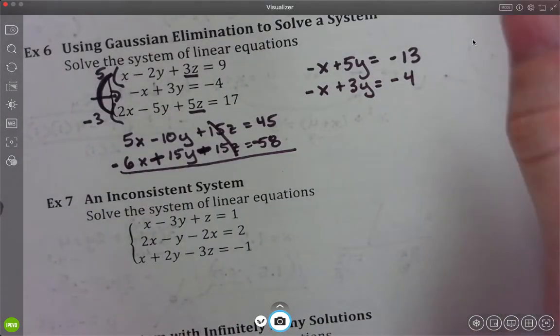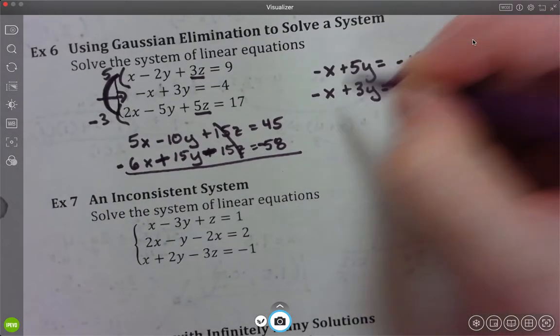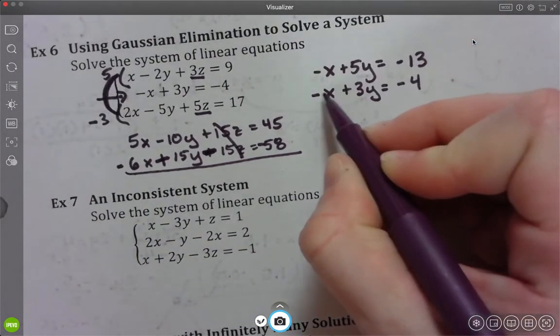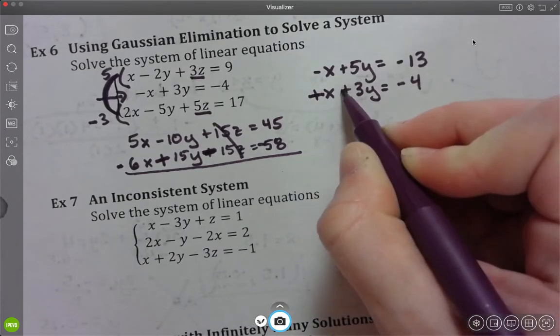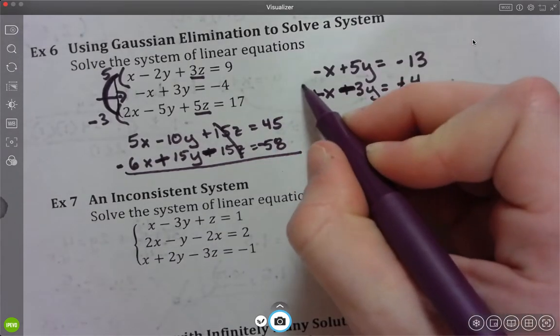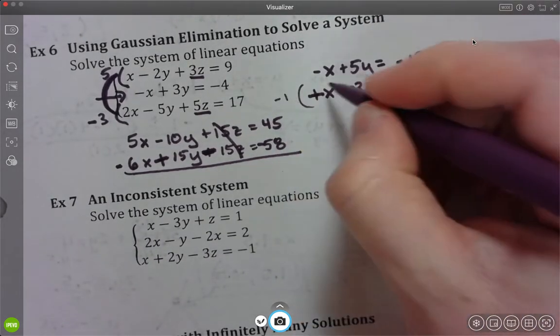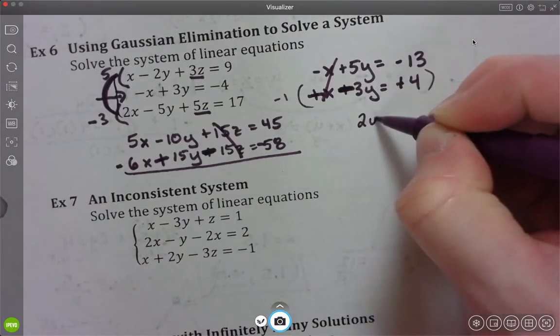Okay? I see that the x's could cancel each other out if one of them was positive. So what I'm going to do is change the bottom one. I'm going to multiply through by a -1, so I'll just change the sign of each one of those pieces. Okay, so I'm taking this guy times a -1. Then I notice that the x's go away. 5y minus 3y is 2y.